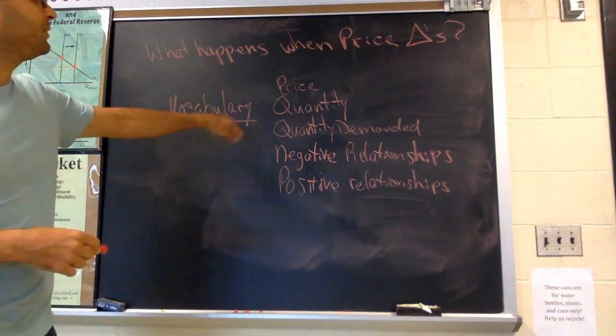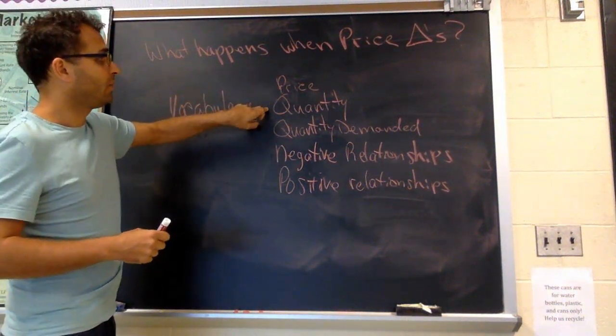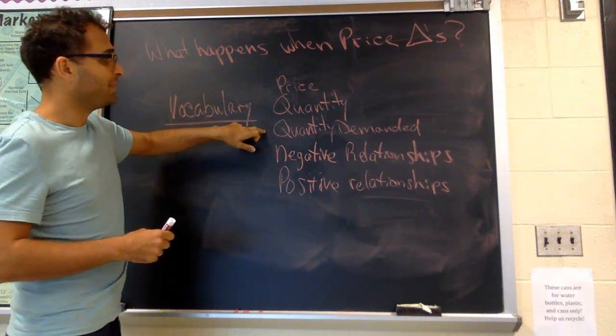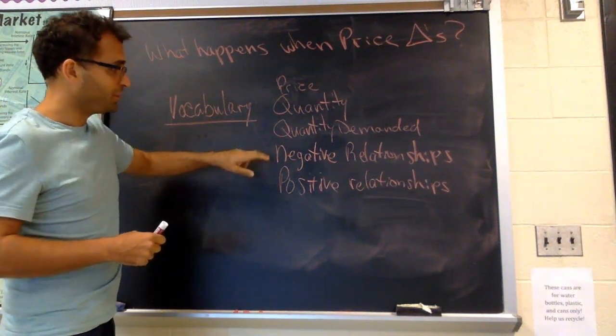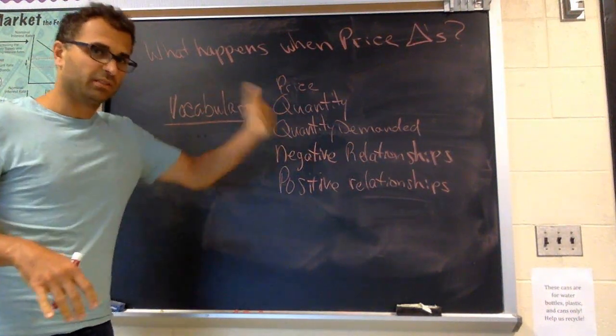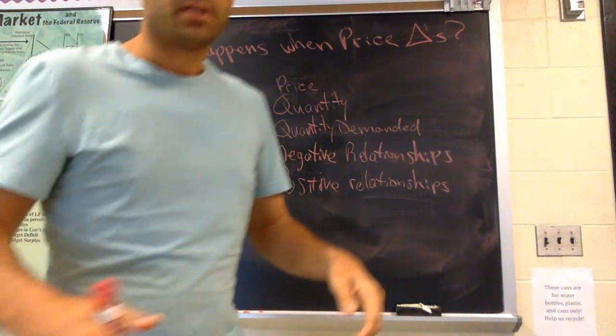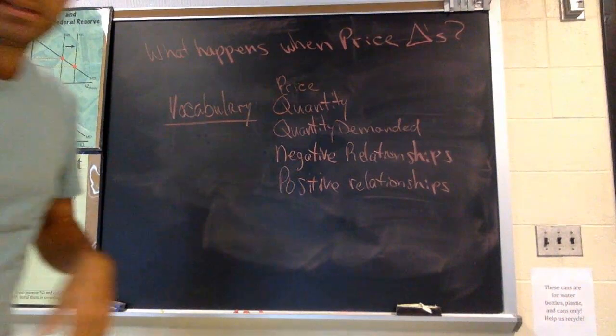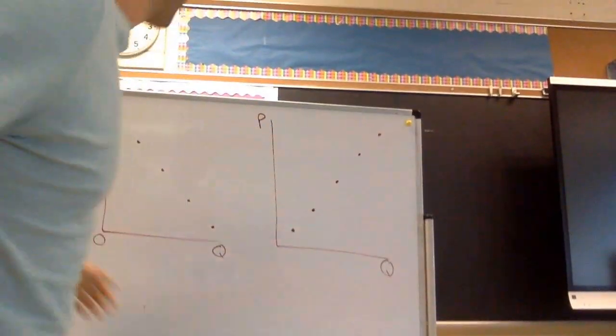Okay, vocabulary for today: price, quantity, quantity demanded, negative relationships, positive relationships. That's all we're doing today. There's more. We're going to build on it after. All right, so take a pause, write those down. You're going to need them, and shift over to here.